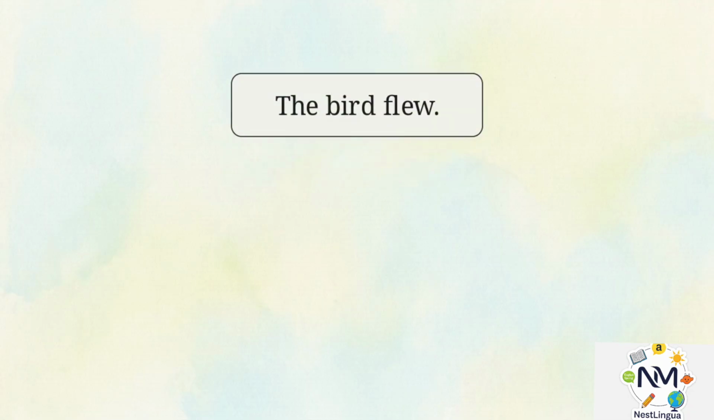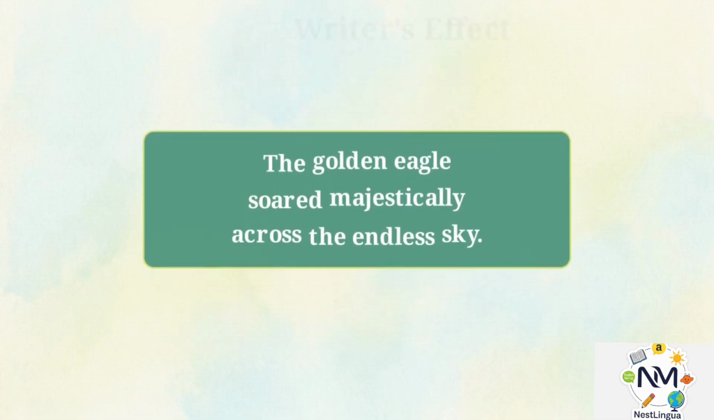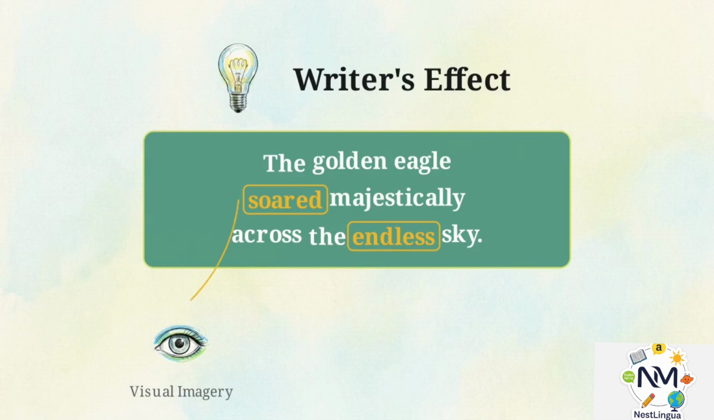The bird flew, and the golden eagle soared majestically across the endless sky. They communicate the exact same event, but the second one creates a much sharper, more vivid picture in your mind. That difference in impact is called writer's effect. It is the intentional, emotional, or visual reaction a writer crafts for the reader. Choosing words like soared and endless forces you to imagine a specific scale and feeling.